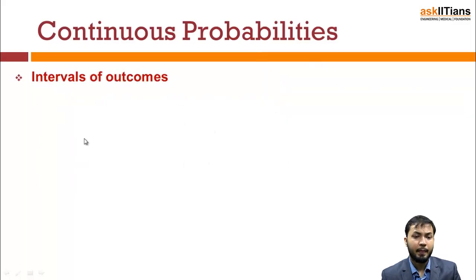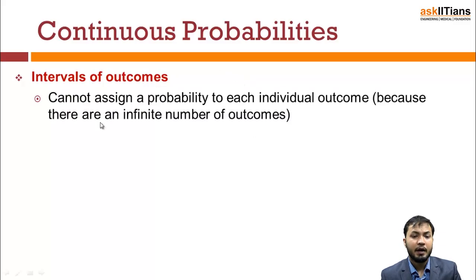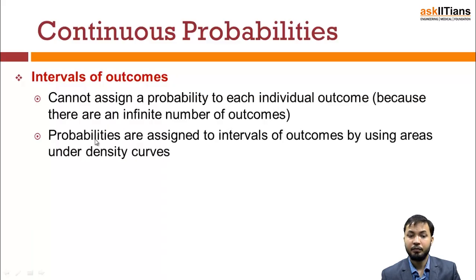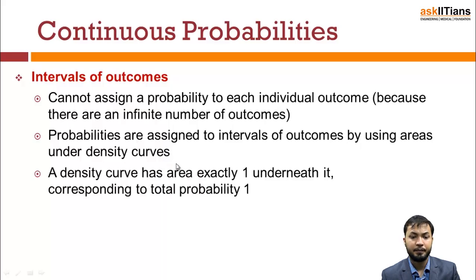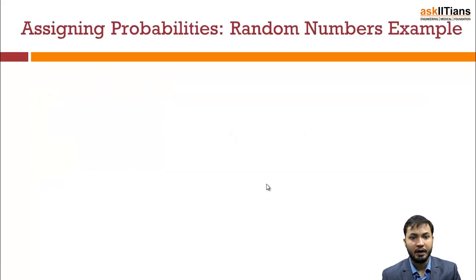Continuous probabilities. Now the intervals of outcomes basically define the continuity of a probability. We cannot assign a probability to each individual outcome because there are an infinite number of outcomes. Probabilities are assigned to intervals of outcomes by using areas under density curves. A density curve has area exactly 1 underneath it, corresponding to the total probability being 1.